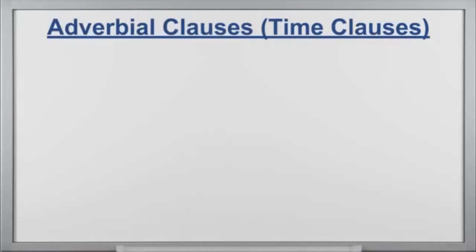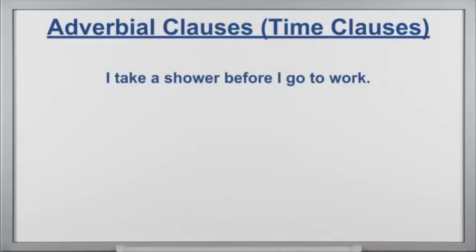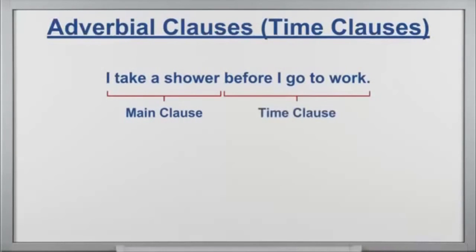And I've got some examples here for you. Let's see the first one. I take a shower before I go to work. Okay? If you pay close attention, you can see that this sentence has actually two parts or two clauses. There is the main clause, I take a shower, and the adverbial time clause, before I go to work. How do you know this is a time clause? Okay, because there are other types of clauses. This one's specifically a time clause because of the word before.